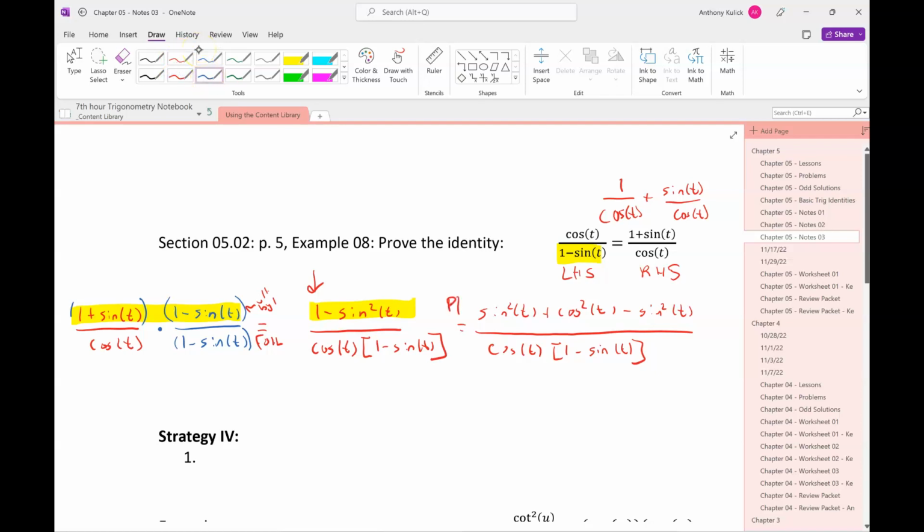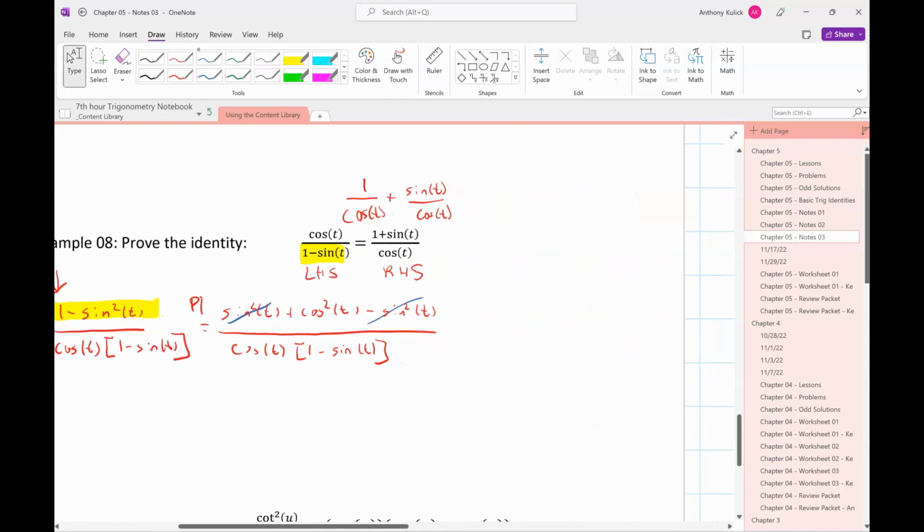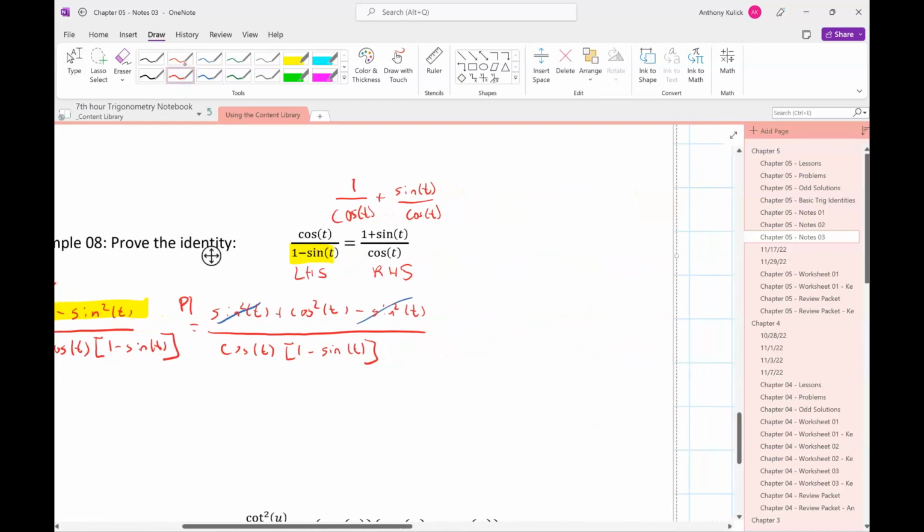Look at the numerator, guys. What can I do up there? Yeah, I have a sine squared and a minus sine squared. Well, those just cancel each other out. That's exactly right. Excellent job.